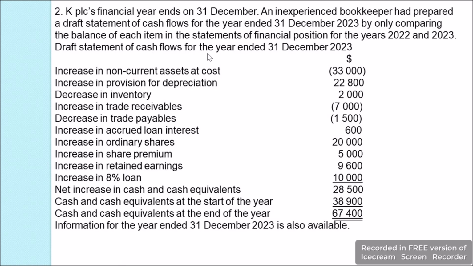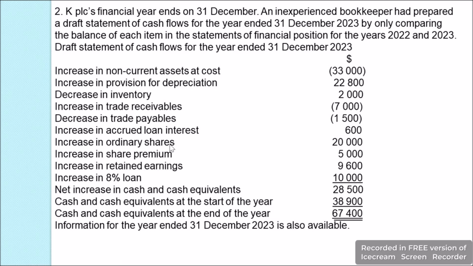The draft statement of cash flow for the year ended 31st December 2023 is as follows. Increase in the non-current assets at cost was taken as negative $33,000. Increase in the provision for depreciation was taken as $22,800. Decrease in inventory was taken as $2,000. Increase in trade receivables was taken as negative $7,000. Decrease in trade payables was negative $1,500. Increase in accrued loan interest was $600.